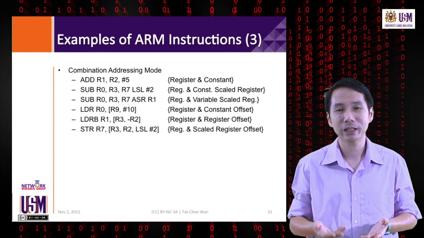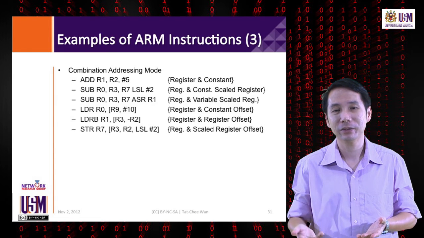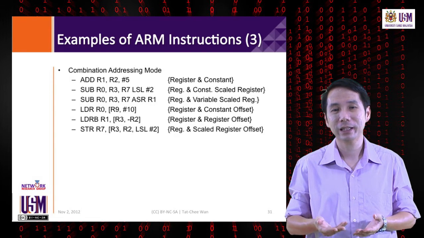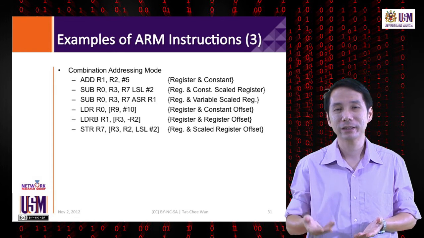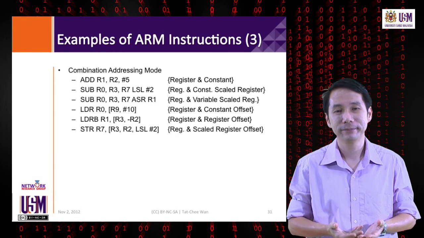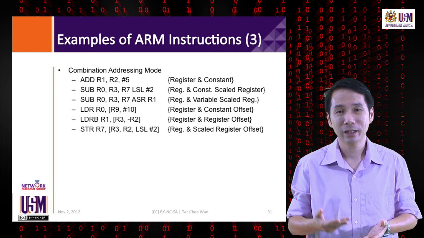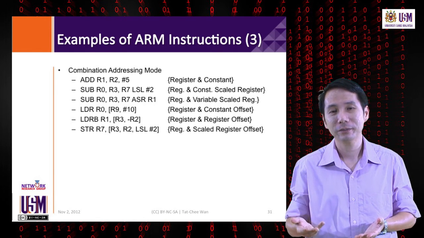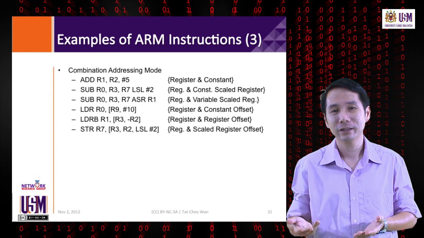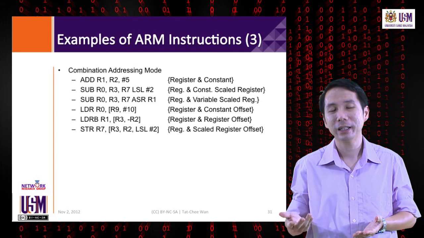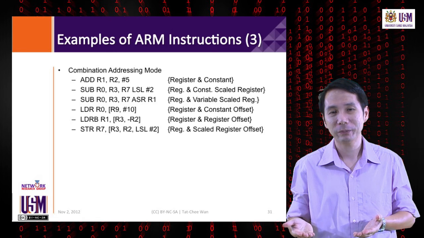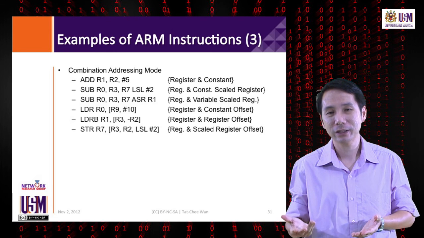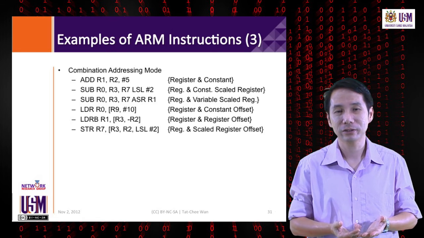Next example, subtract R0, R3, R7 ASR R1 will cause the value in R7 to be shifted right arithmetically by the number of bits stored in the register R1. So R3 minus this value will be stored into R0. Load register, LDR R0, [R9, #10], will take the value in memory given by the address pointer R9 with an offset of 10 added to the actual memory address, and then take that memory contents and load it into register R0.